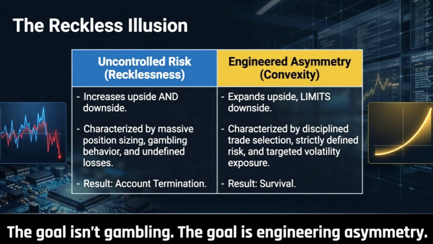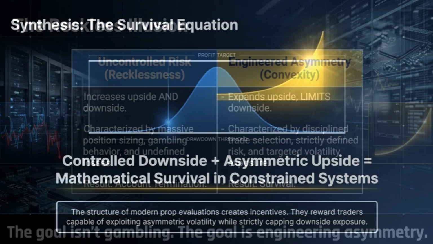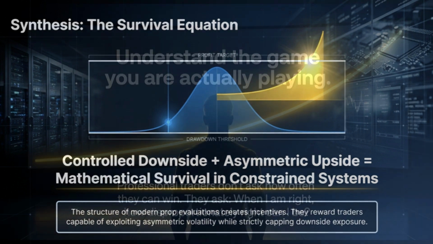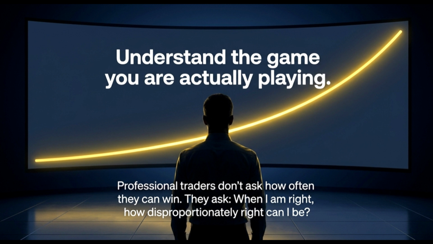Professional traders don't ask, how often can I win? They increasingly ask, when I'm right, how disproportionately right can I be? Modern prop evaluations are changing trader behavior because the structure itself creates incentives, and incentives always shape outcomes. The old model of grinding small, consistent gains may still work, but constrained environments increasingly reward traders capable of exploiting asymmetric volatility. The question isn't whether convexity matters. It does. The question becomes whether you understand the difference between engineered asymmetry and uncontrolled risk, because one creates survival and the other creates account termination. And understanding that distinction may be the difference between repeatedly failing evaluations and finally understanding the game you've actually been playing.